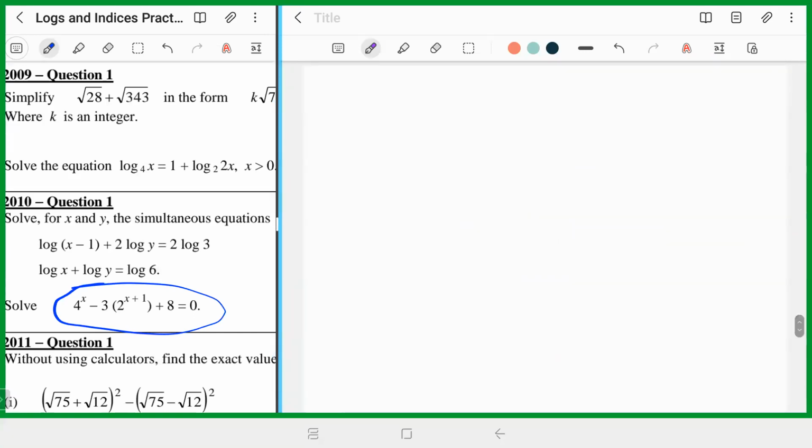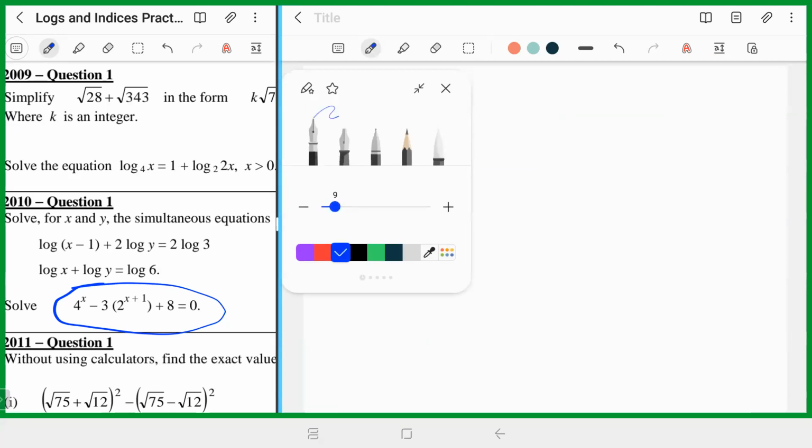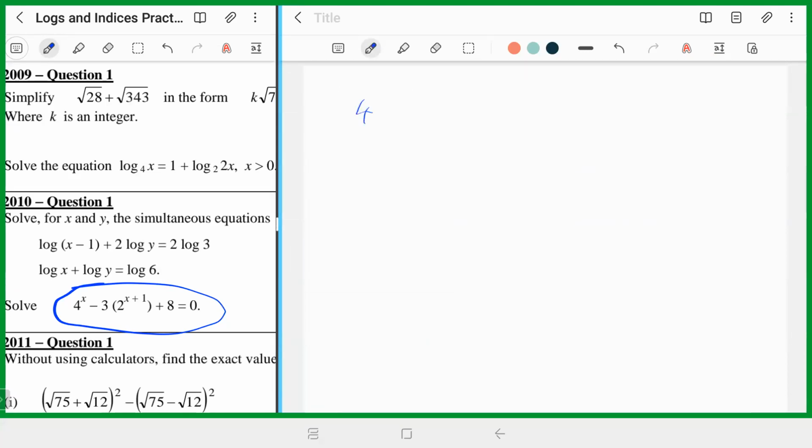All right, so we have this equation: 4 to the x minus 3 times (2 to the x plus 1) plus 8 equals 0. Let's do it part by part, just for explanation purposes. This 4 to the x, I'm going to work it out the way all this can become an equation in 2 to the x. Let's see how it becomes an equation in 2 to the x.